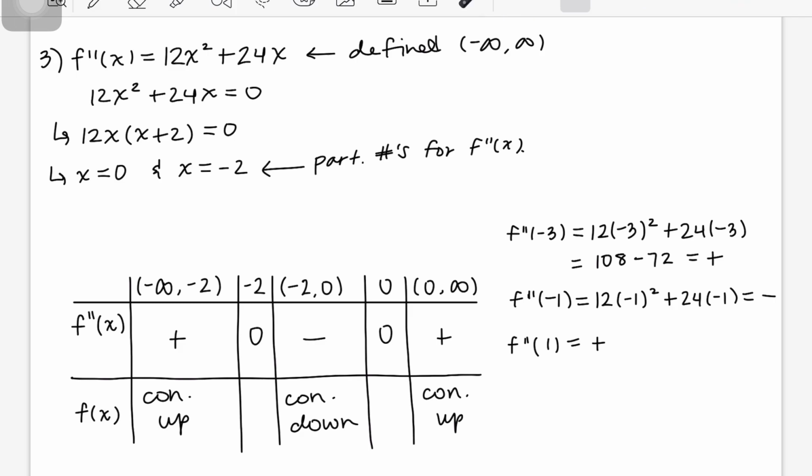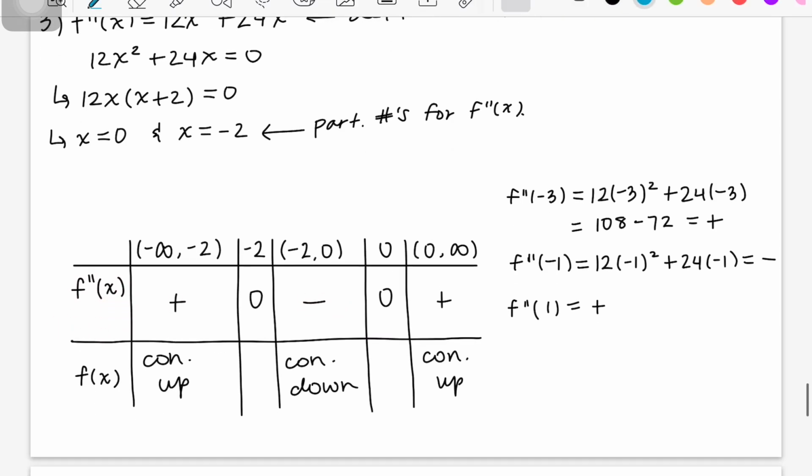Additionally, we see that our function goes from concave up to concave down here. So this indicates that we will have an inflection point, and we know that we have an inflection point when this guy changes sign as well. So we have an inflection point there, and we're going from concave down to concave up. Our second derivative is changing sign at this point as well, so we have another inflection point here.